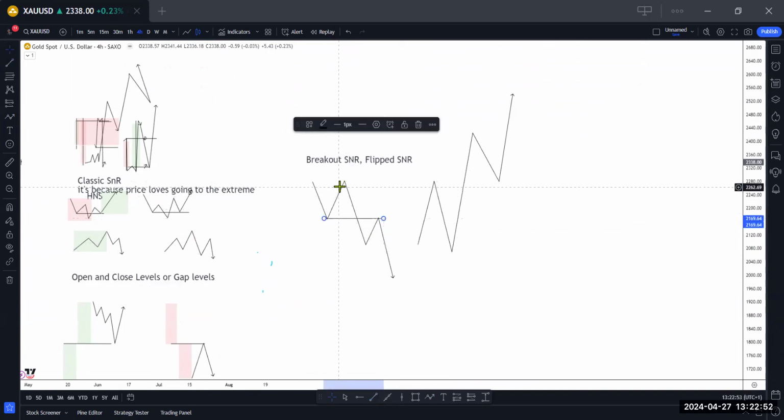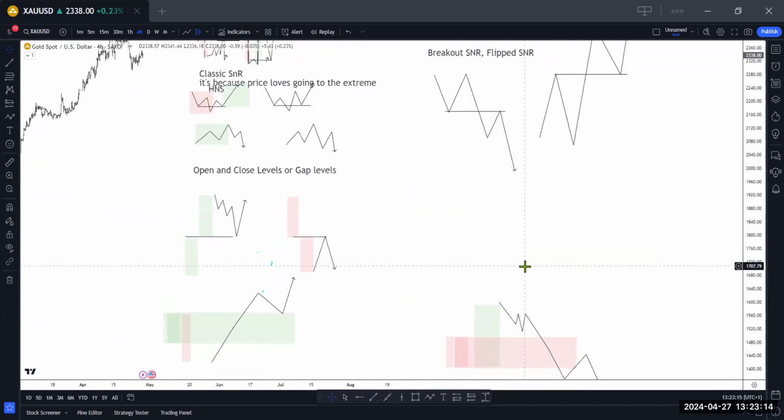Now, in this scenario, this is a type of breakout SNR for classic SNR because this is the extreme, right? Price breaks the extreme, returns, buys. This is the extreme for sales. You should sell here at this classic level, but no, it broke, returned, and buys. Sorry, broke, this one is sell, this one is buy. Breakout SNR, flip SNR. Okay.